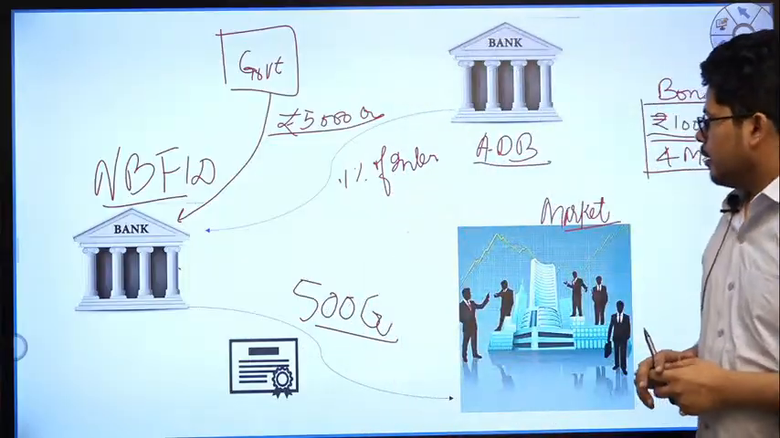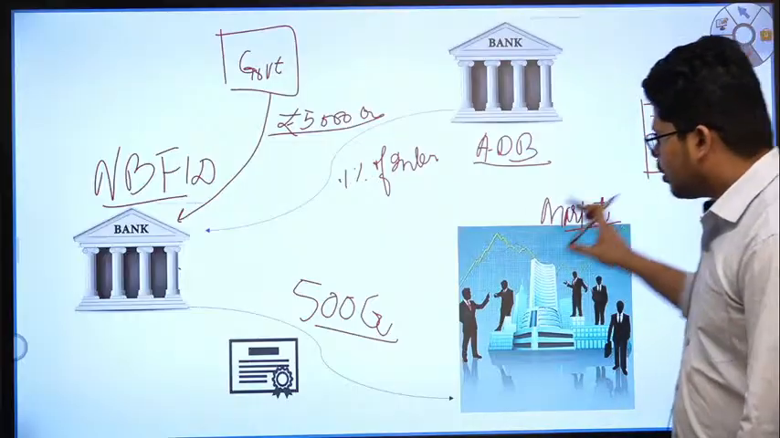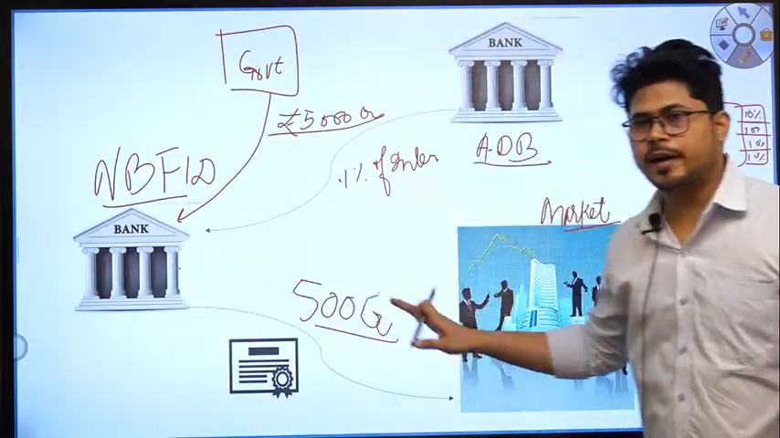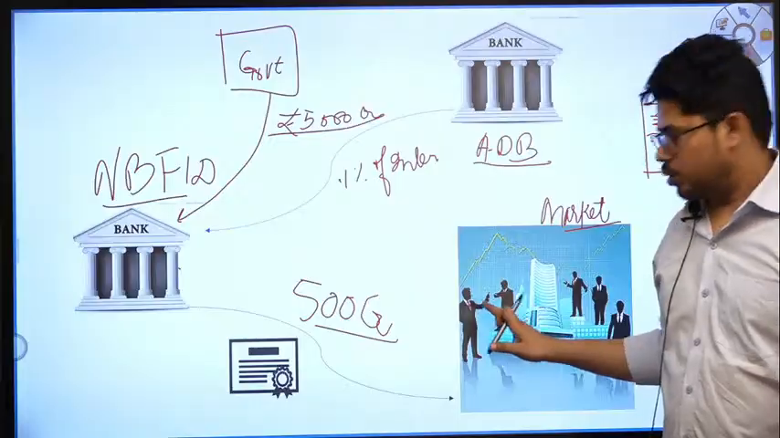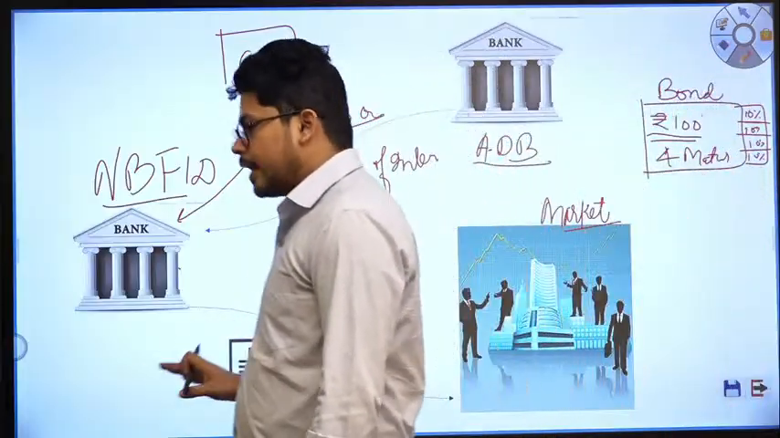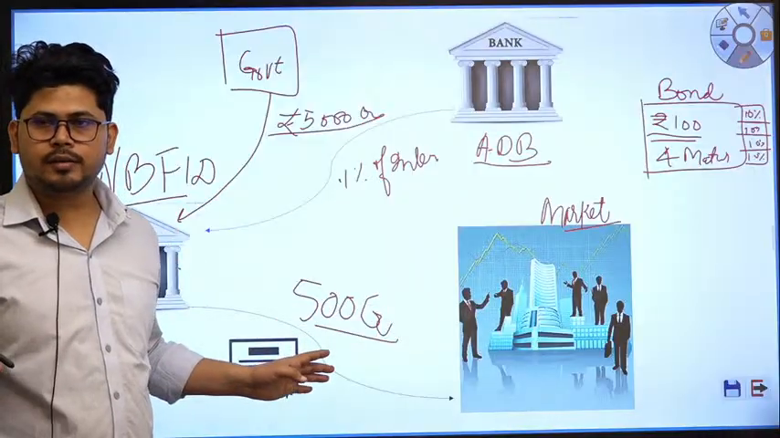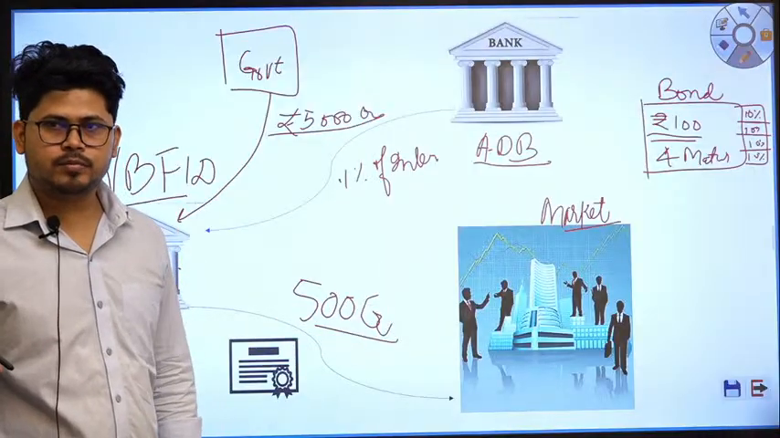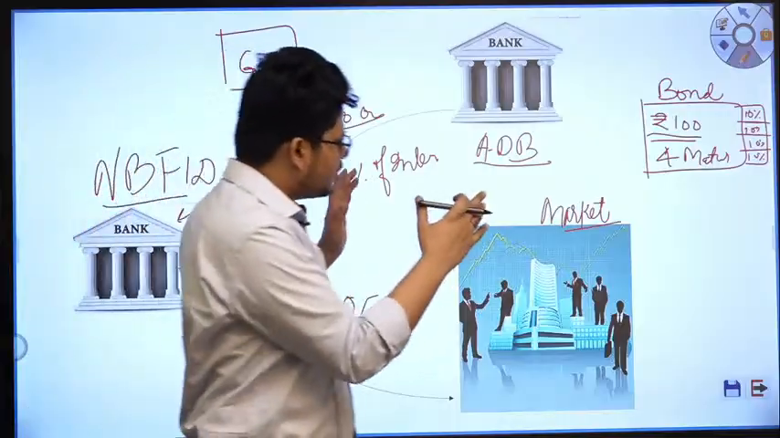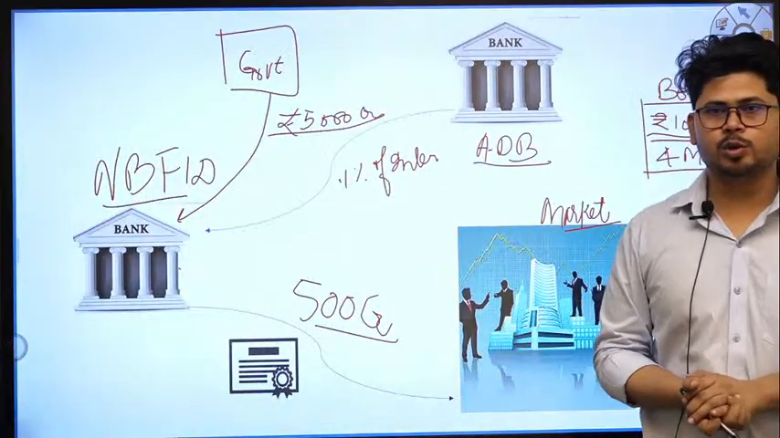Now if NBFID prints bonds worth 500 crore rupees and launches them in the market, in that case also the government is going to help it for raising money. So this is the way NBFID is going to raise money.